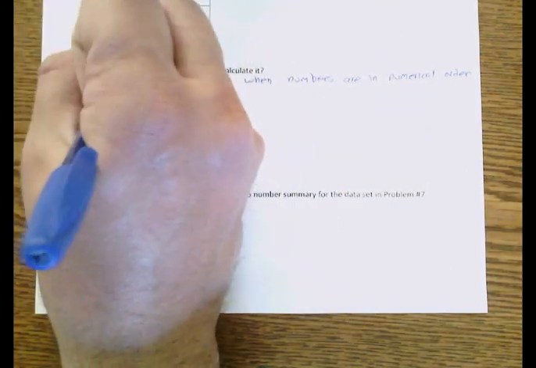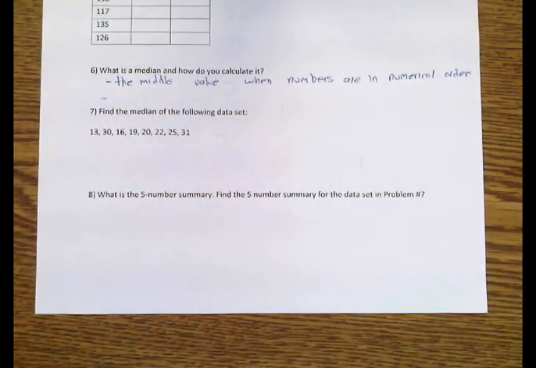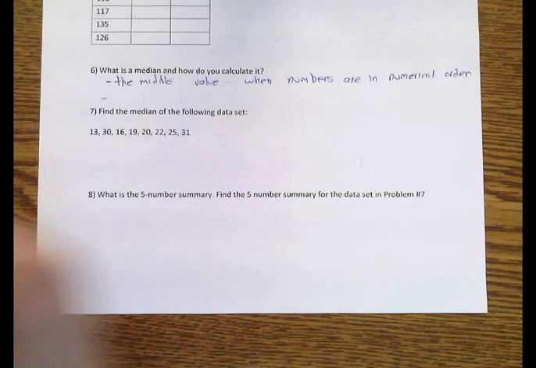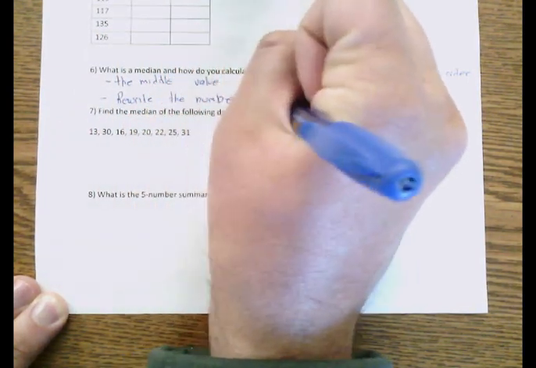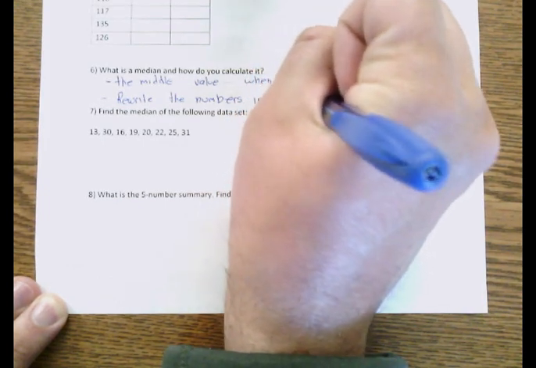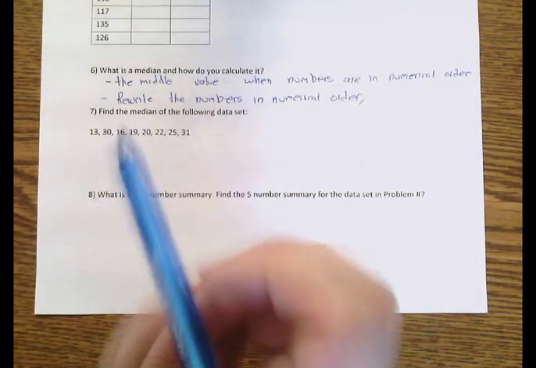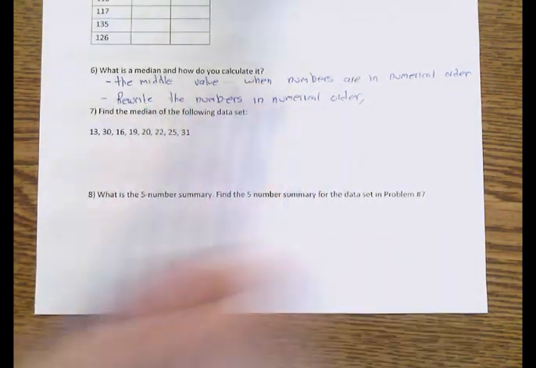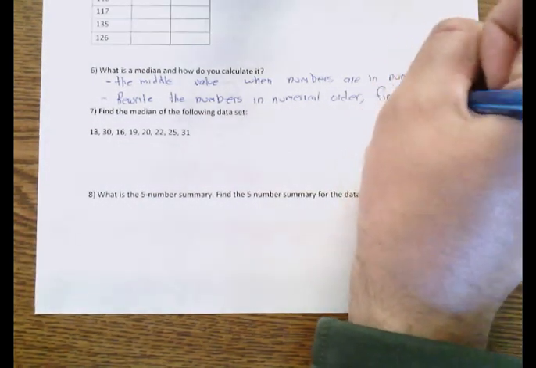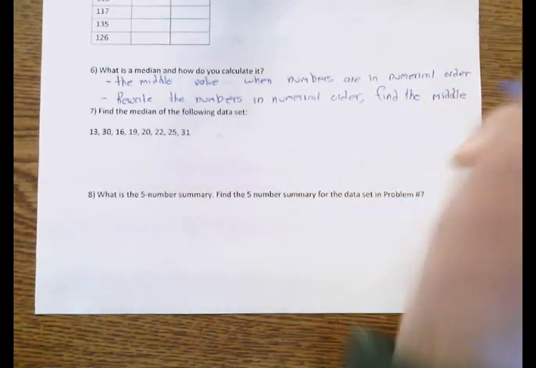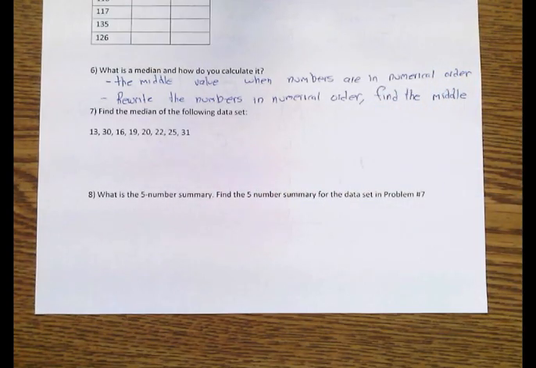So here's how you calculate it. The definition kind of tells you a little bit. What you're going to do is rewrite the numbers in numerical order, because sometimes our data sets are not ordered from smallest to largest. We're going to rearrange it and put them in numerical order. After that, we're just going to find the middle, which might be a little abstract, but through an example we'll focus in on what that means.